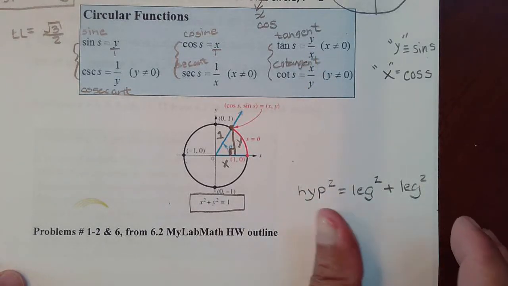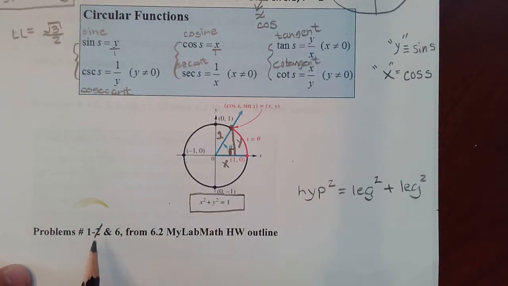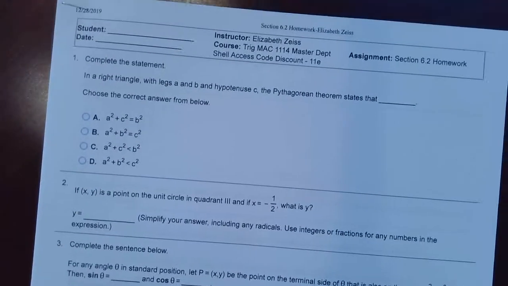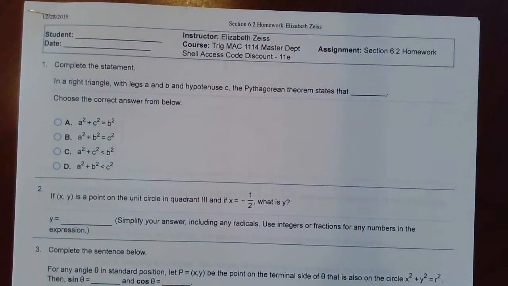Okay, now we actually get into the problems. You can do 1 through 3 at this point, and that's why you need the theorem page in front of you when you're taking notes. And you could also do number 6. Okay, so let's get at that. Grab your homework outline from my math lab. Let's answer some of these questions.